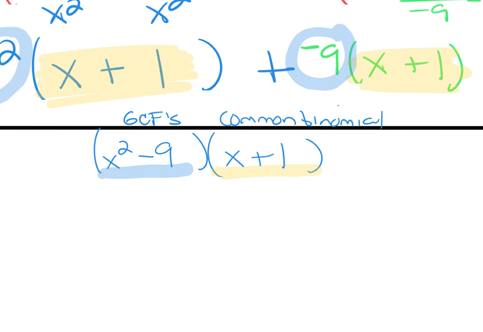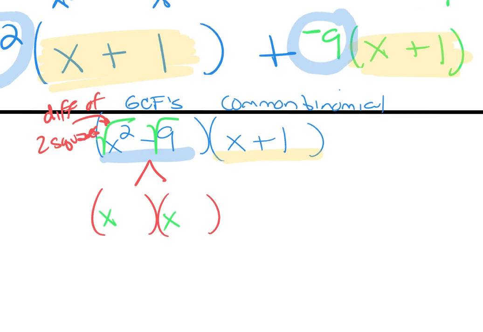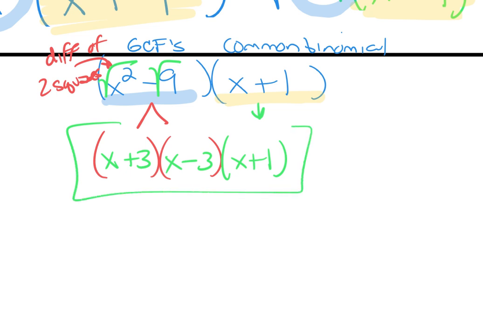Okay, so Jake's right. He said that's a difference of 2 squares. It is. So this is like an amazing problem because now we got more to do. Difference of 2 squares breaks into 2 binomials. What's the square root of x squared? What's the square root of 9? Signs have to be different. One positive, one negative. Now we're just going to bring this guy down. X plus 1. That's going to be the final answer.